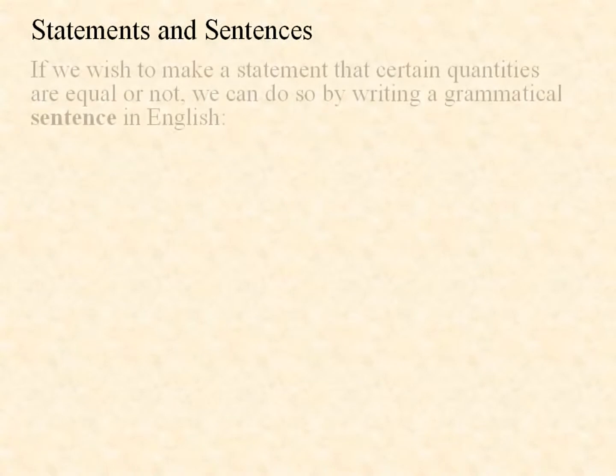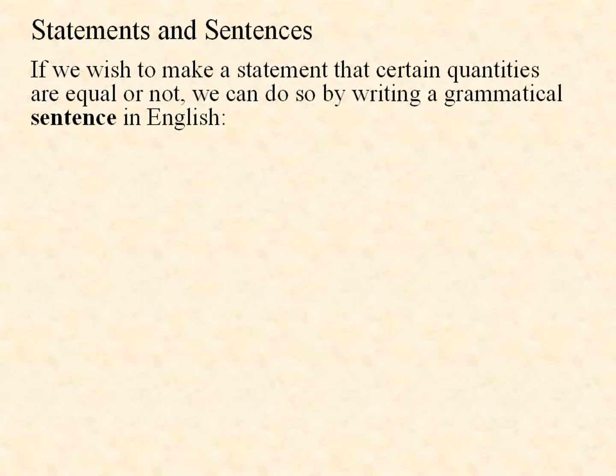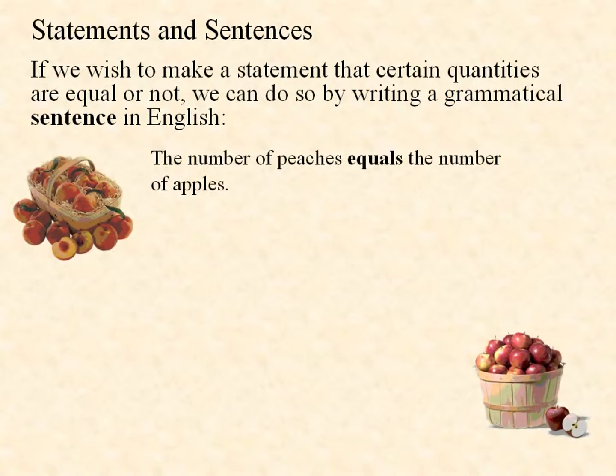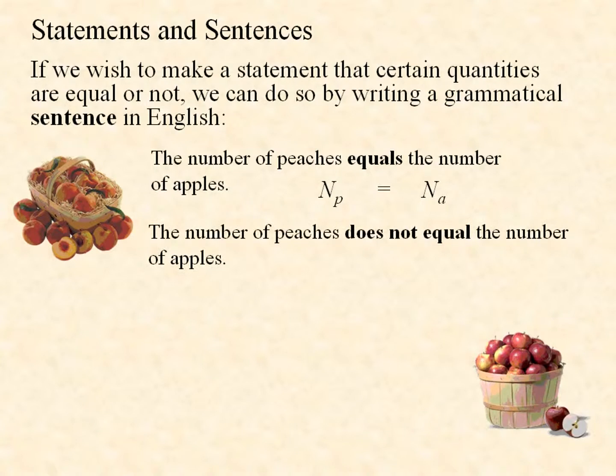Now we consider statements and sentences. If we wish to make a statement that certain quantities are equal or not, we can do so by writing a grammatical sentence in English. For example, the number of peaches equals the number of apples. Mathematically, we can write n sub p for the number of peaches equals n sub a for the number of apples. Or maybe the number of peaches does not equal the number of apples. In that case, we can write n sub p is not equal to n sub a.